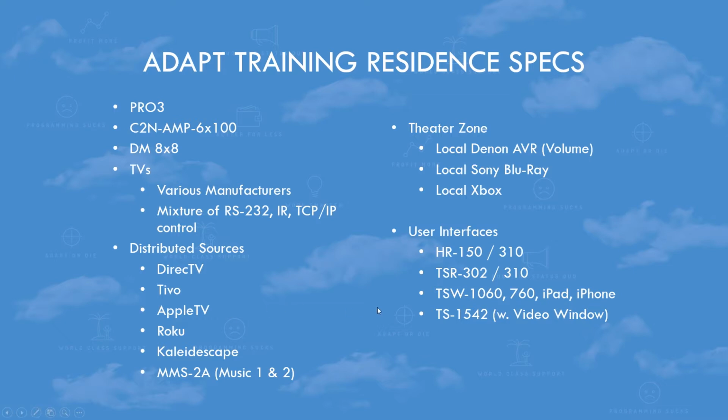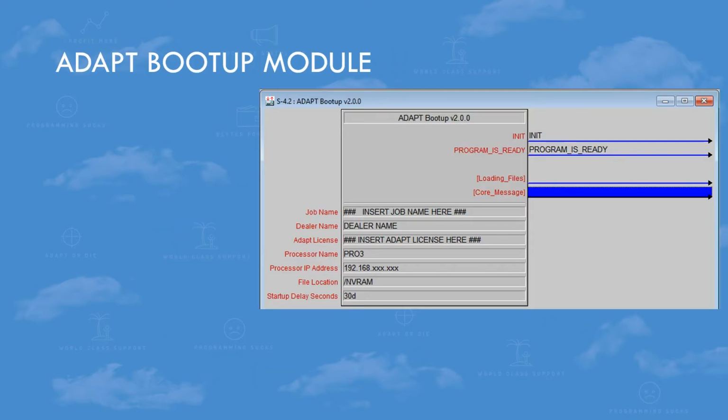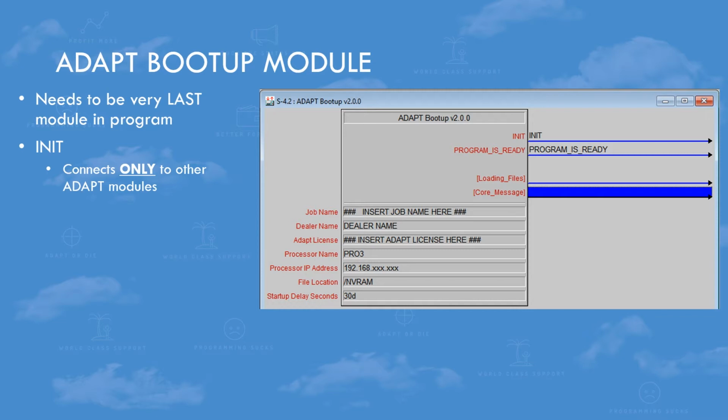Okay. Now the first thing that we're going to do in our new saved-as program is take a look at the very last module in our entire program, called our boot up module. This module is a little important, so I have a slide just for it. This module does need to be the very last module in the entire program. This is essentially what controls our boot up sequence, so it is important that it is the very last module in the program.